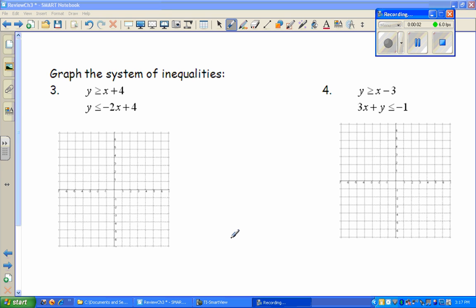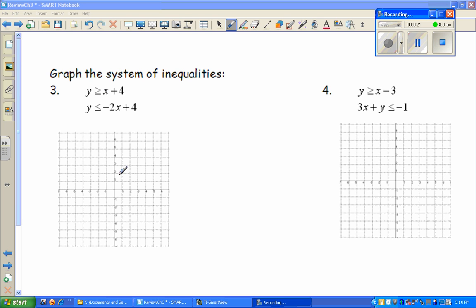For numbers 3 and 4, you're going to be graphing a system of inequalities. The only difference here is that the answer is not just a point, it is a section of the graph. The section of the graph where the shading overlaps is your goal for these questions. What's nice about this first one is it's already in the y = mx + b format.